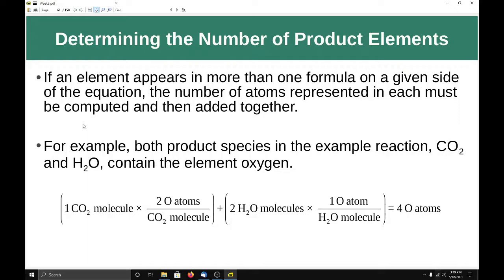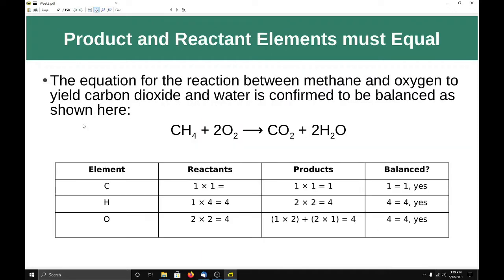So if an element appears in more than one formula on a given side of the equation, the number of atoms represented in each must be computed and then added together. So we need to figure out the atoms of each element. That's what we're balancing on each side of the equation. So let's look at an example of that. In our previous one, where we had methane plus oxygen, we have carbon, hydrogen, and oxygen. So on the reactant side, we have 1 carbon from methane, we have 4 hydrogens in methane, we have 2 times 2, 4 oxygens, and we get 1, 4, and 4.